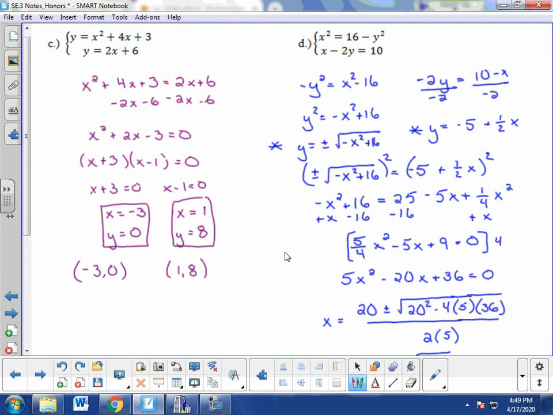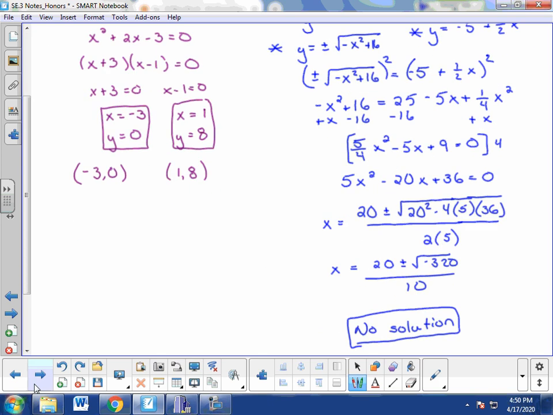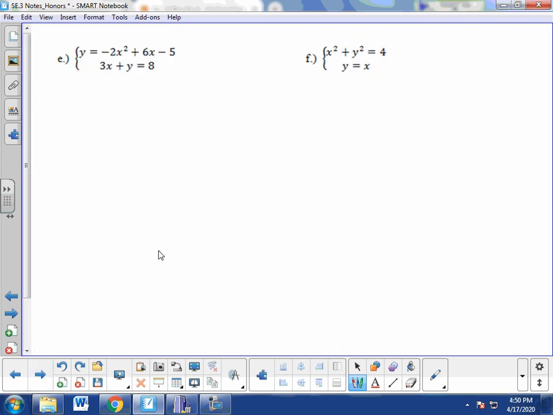It was a lot of work to get there, but if you have imaginary solutions or a negative square root, anytime you get to a negative square root, that's going to be a solution that's invalid for our systems of equations. So let's go ahead and take a look at E and F.